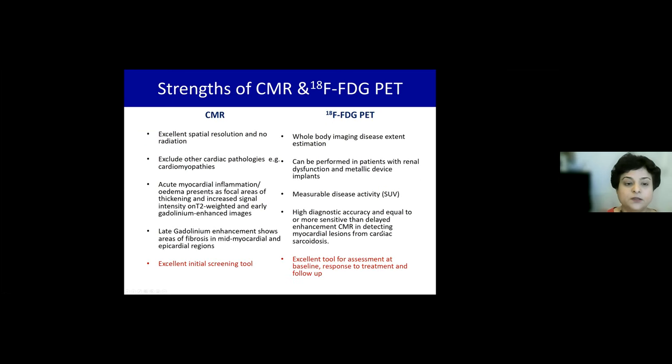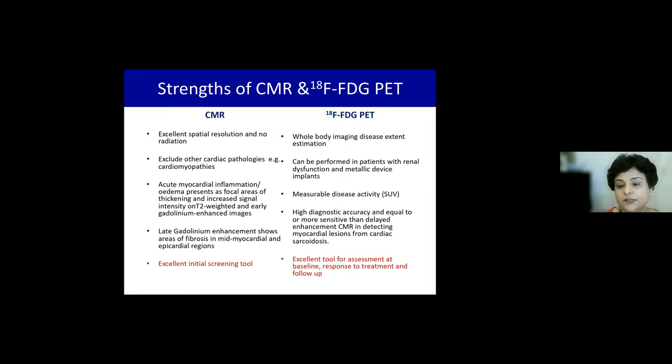So overall, you have heard very nicely from John what the strengths of CMR are. It is an excellent technique to exclude other pathologies, to suspect cardiac sarcoidosis, and to also see to some degree the inflammation in the heart. It's an excellent initial tool for knowing about cardiac sarcoidosis. Once CMR has suspected sarcoidosis, only then do we start doing FDG PET-CT scans, because it's a radiation technique, as you know. And what it tells you is the overall disease extent.